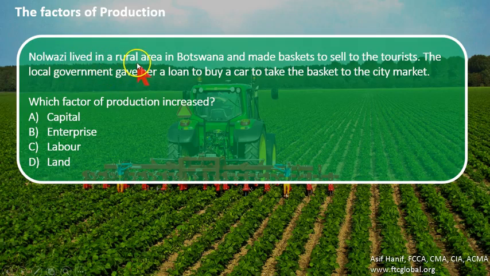Nolwazi lived in a rural area in Botswana and made baskets to sell to the tourists. The local government gave her a loan to buy a car to take the baskets to the city market. Car is a man-made resource. So which factor of production increased? Car represents capital. So capital has gone up.